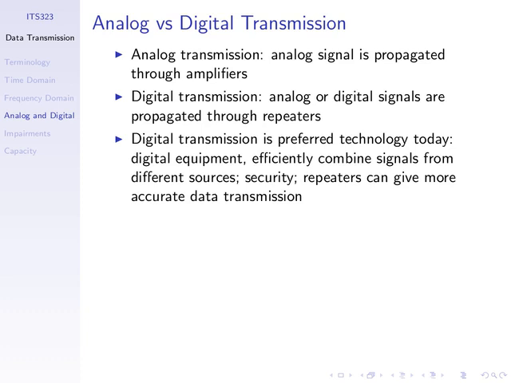So nowadays, in new communication systems, digital transmission is the preferred technology. There are still systems that use analog transmission. The equipment is generally cheaper, more efficient to combine signals from different sources. We can do things much easier, like security. We're not talking about that in this course, but we can do things like encrypt the data much easier if we're using digital transmission. And repeaters can give more accurate data transmission as opposed to just amplifiers.